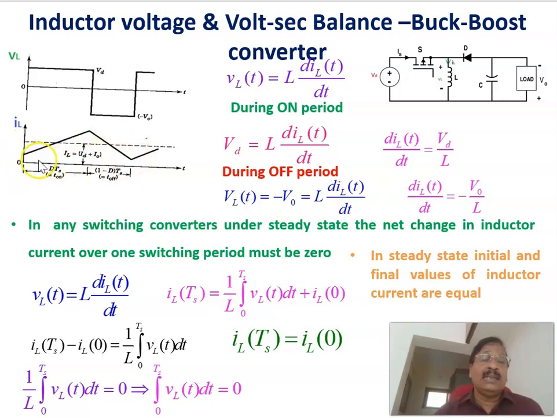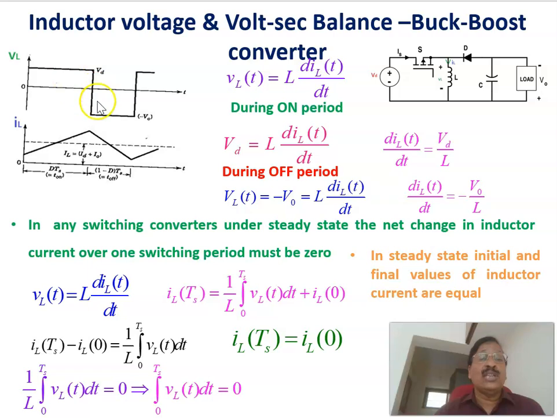Otherwise, if this is not the case, then the net flux increases, and finally the core gets saturated. Therefore, we will see that volt-second balance concept. Here, the voltage across the inductor when the switch is on is equal to VD, and when the switch is off, it is equal to minus V0, and we will see that the net area should be equal to 0.